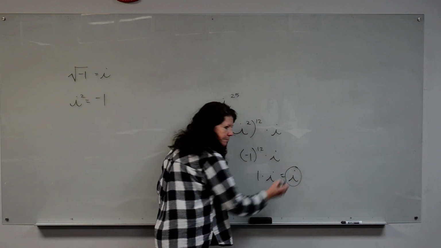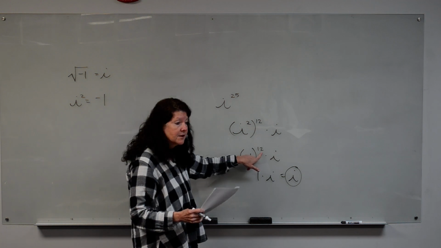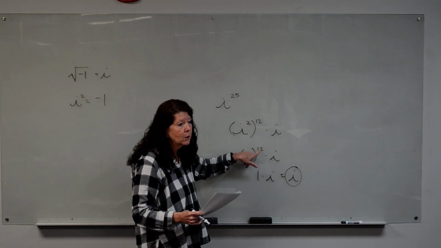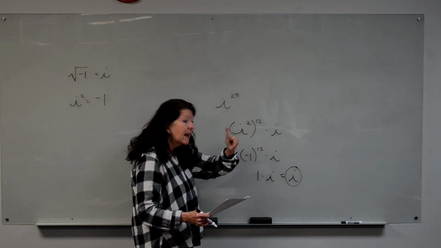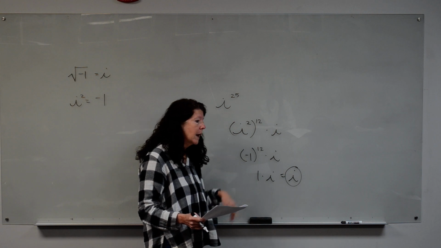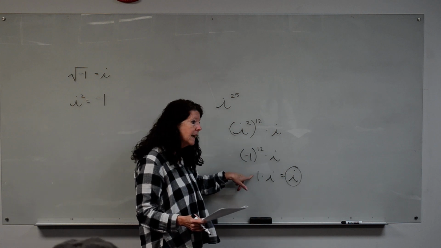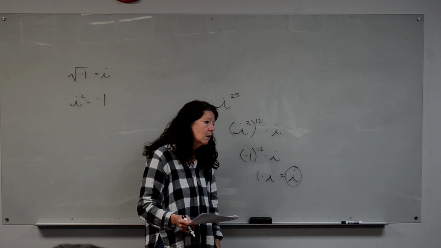Wait, you lose your negative if you have what? A positive, not a positive, an even power. And if I have an odd power, I keep it. Okay, so I would keep the negative, it would be a -1 if it's an odd power.